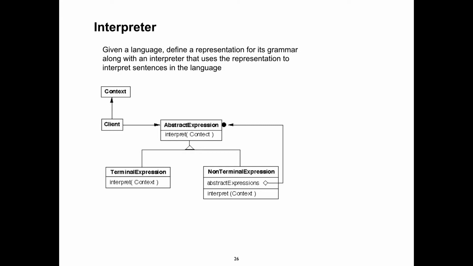Given a language, define a representation for its grammar, along with an interpreter that uses the representation to interpret sentences in that language.